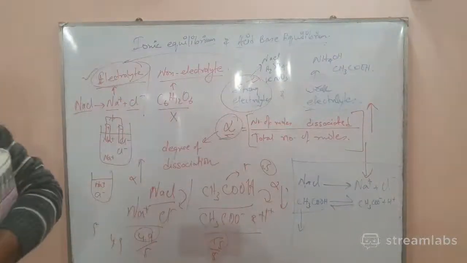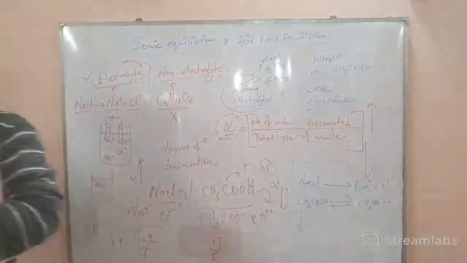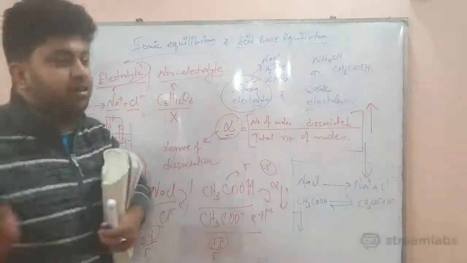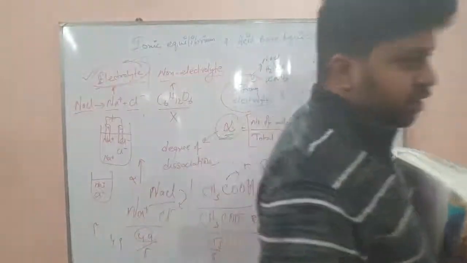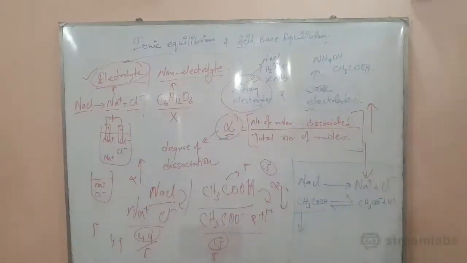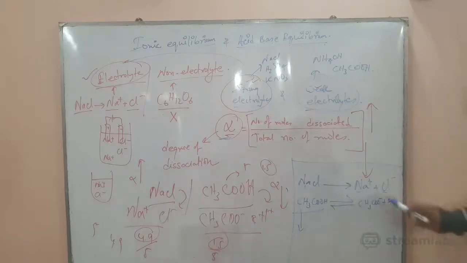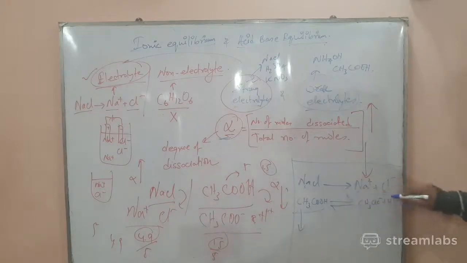Why does a particular solute which is dissociated in water get dissociated? What is the reason? The reason is that when they break down, if the products they form are very stable, then they will remain in dissociated form. Try to get my point. When the products formed are very stable, then the dissociation will be good.